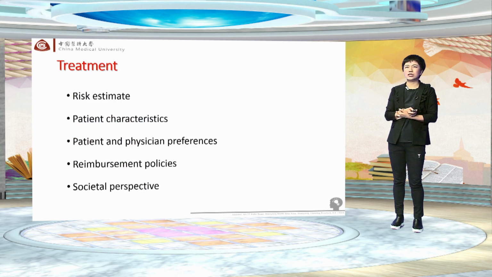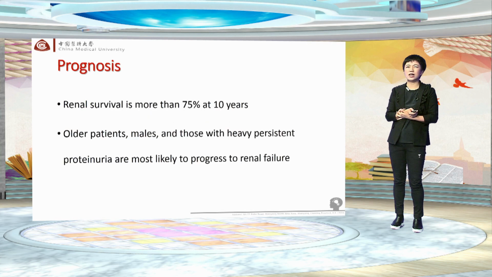The timing of treatment start, type of drug, and the duration of therapy depend on risk estimates, patient characteristics, patient and physician preferences, reimbursement policies, and societal perspective, like cost and drug availability. In most large series, renal survival is more than 75% at 10 years.